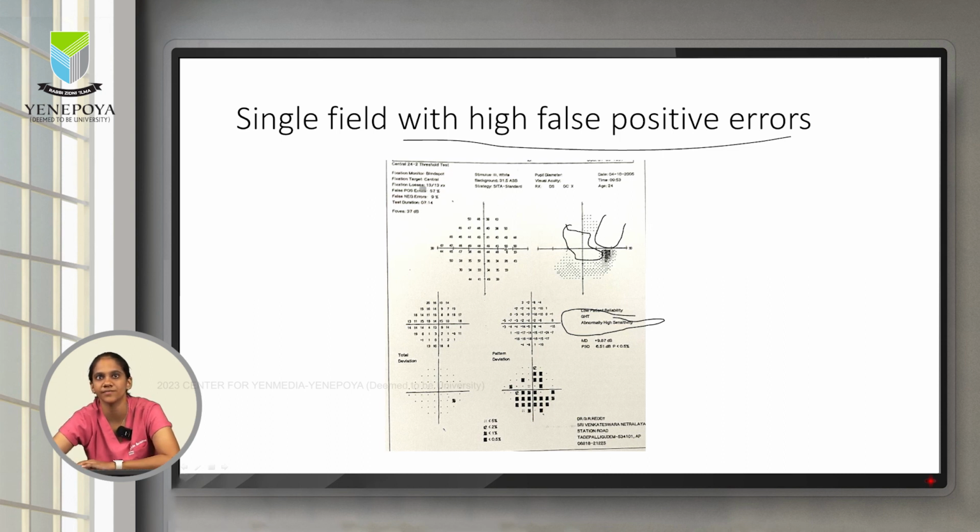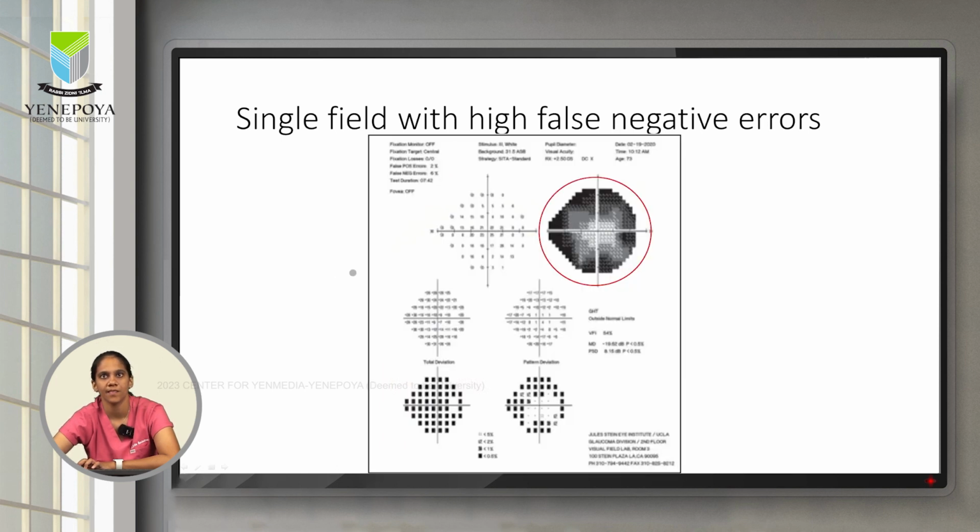And if you see here, your false positive errors, 57%. This is the proper definition of a trigger happy patient. 57% of the time the patient has been just clicking the button. So this is abnormal high sensitivity. And first itself we have written low patient reliability.